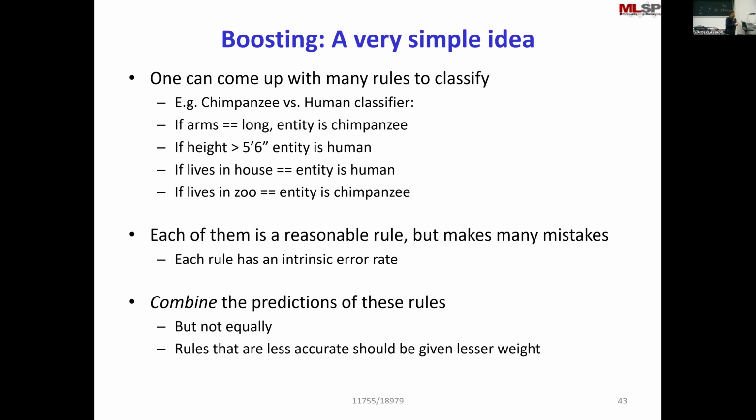Every one of these classifiers is a simple classifier. It applies a simple rule. None of them is 100% right. If it lives in a zoo, the entity is a chimpanzee. Well, it doesn't work on some humans. Each of them is a reasonable rule, but makes many mistakes. So each rule has an intrinsic error rate. And we want to combine the predictions of these rules but not equally. Rules that are less accurate should be given lesser weight.